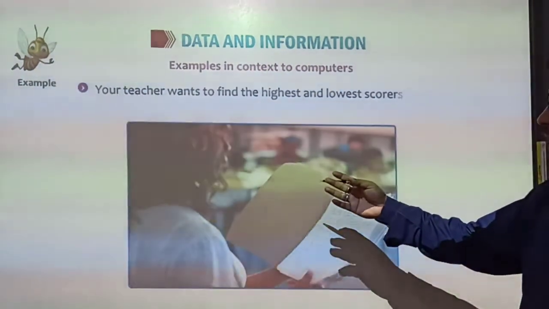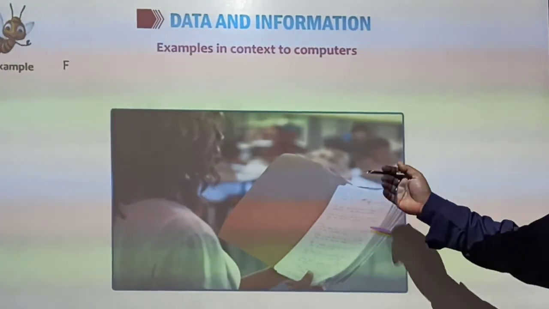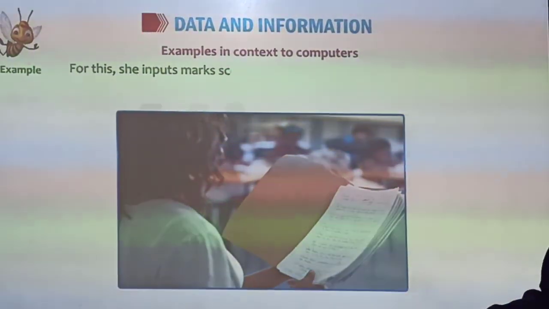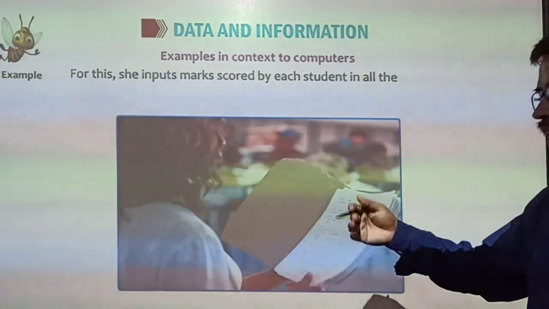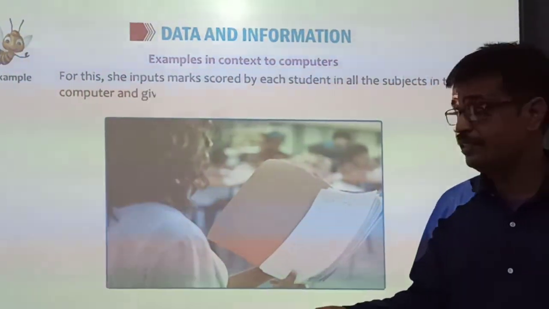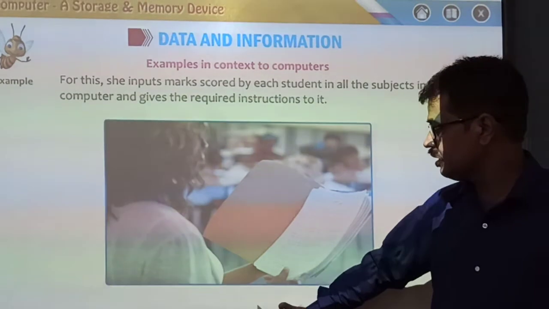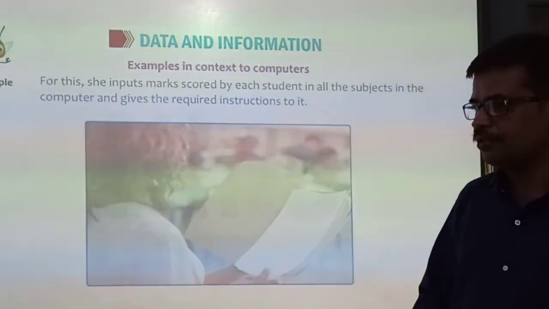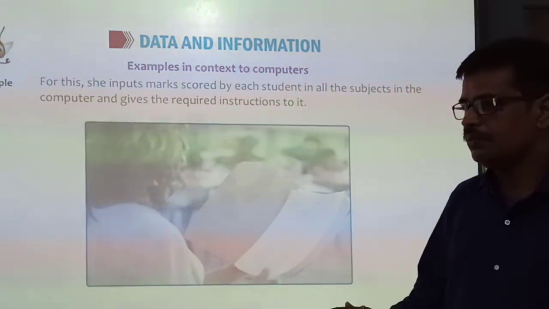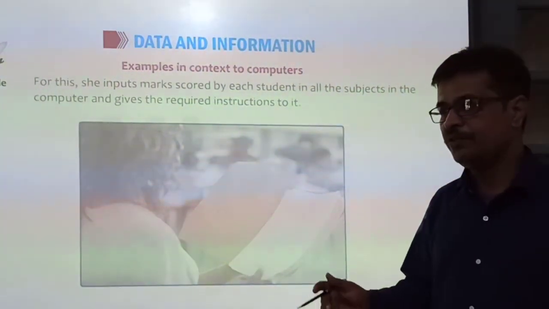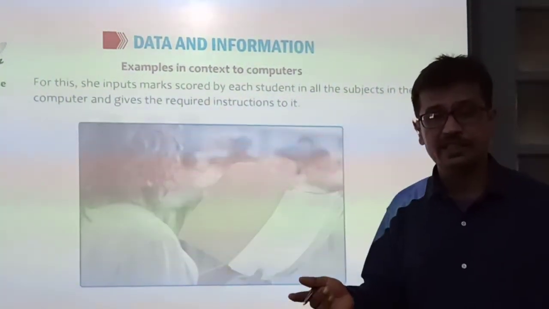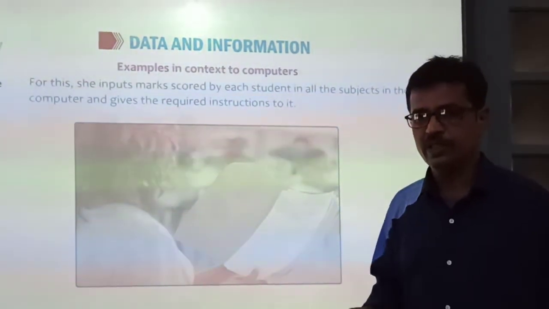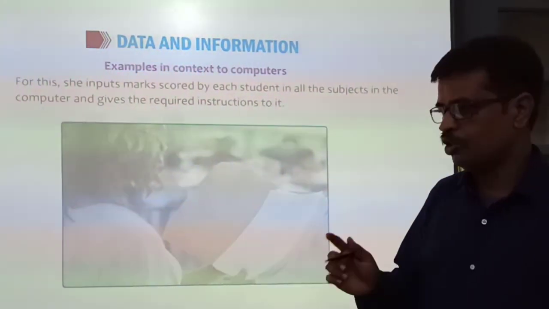Now another example is given. It is in the book also. You go through it; I am not going to explain. Many data and information examples are there. So in shortcut, I can tell you the meaningless things we enter into the computer are called data. And the meaningful result which comes after processing is called information. Information is also known as output.